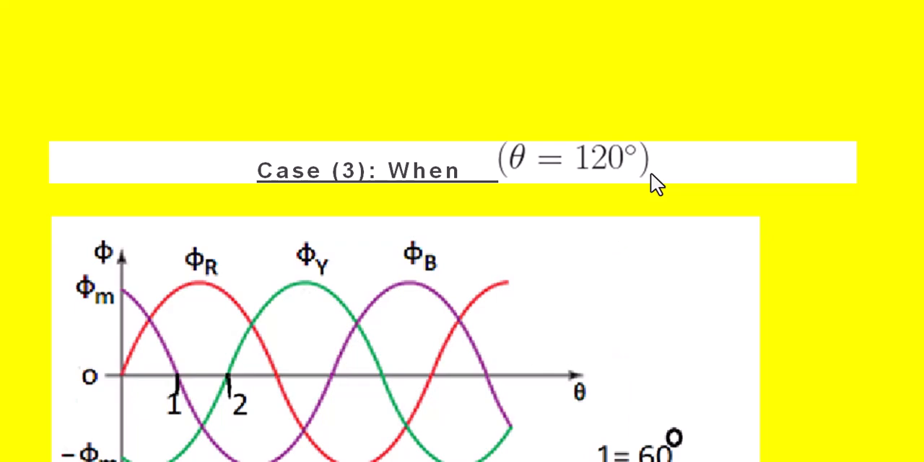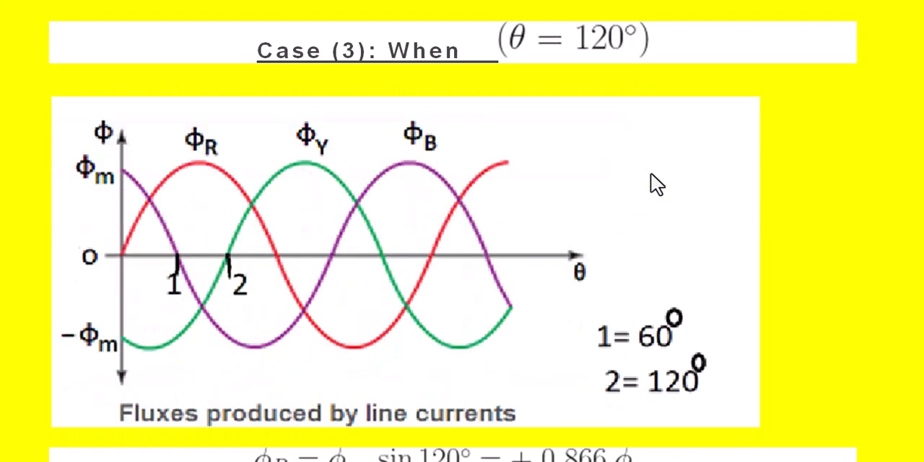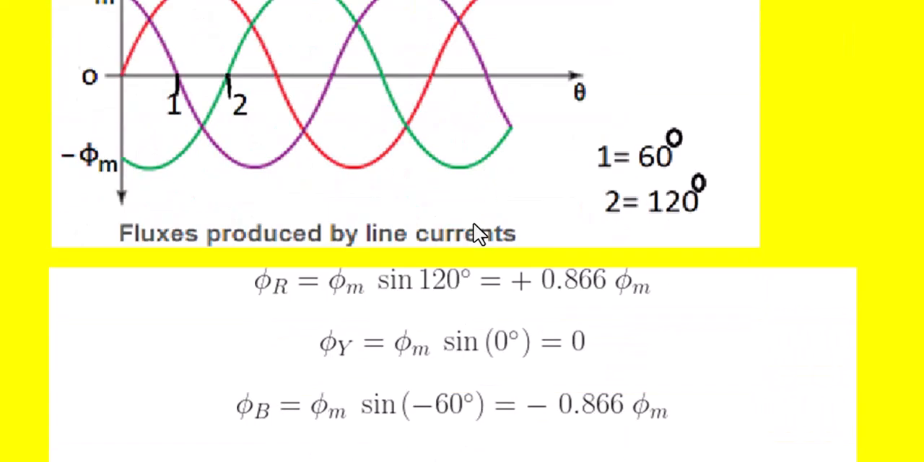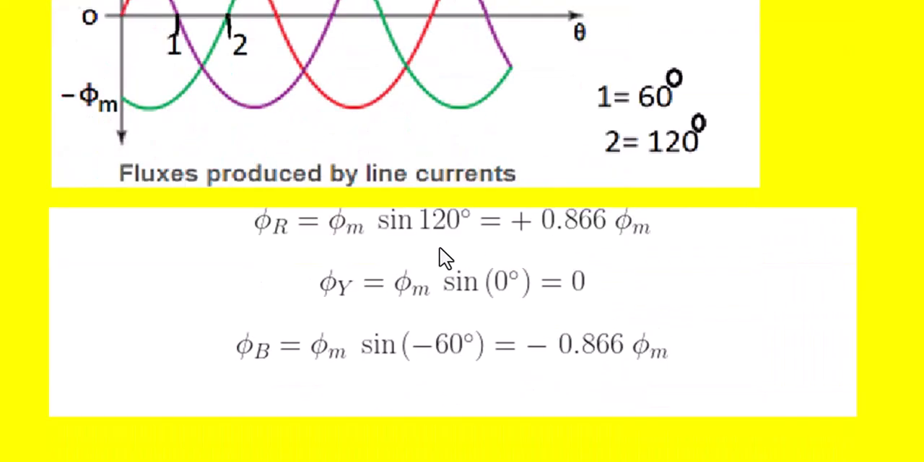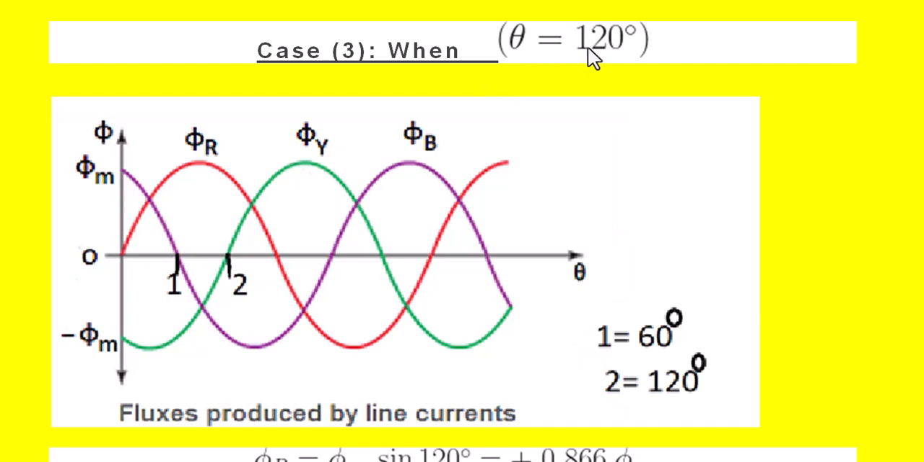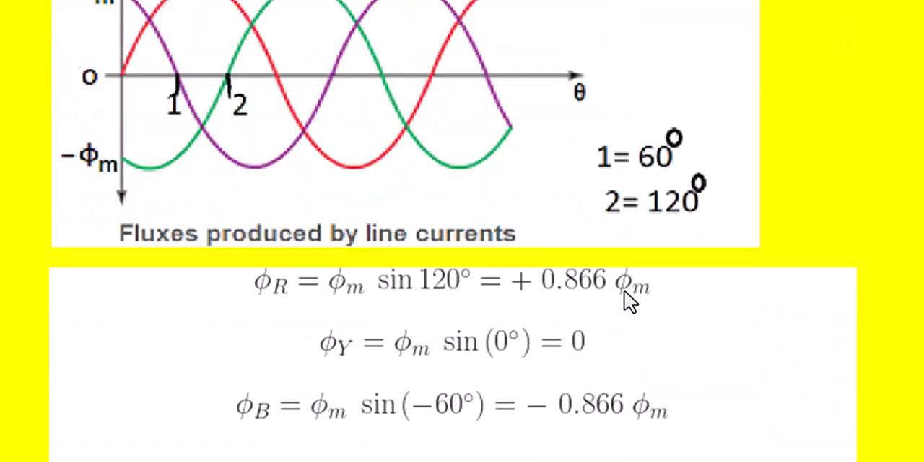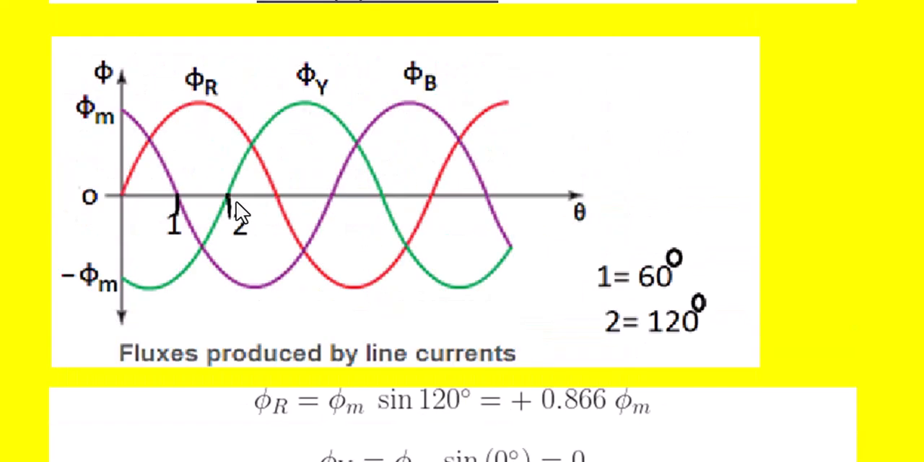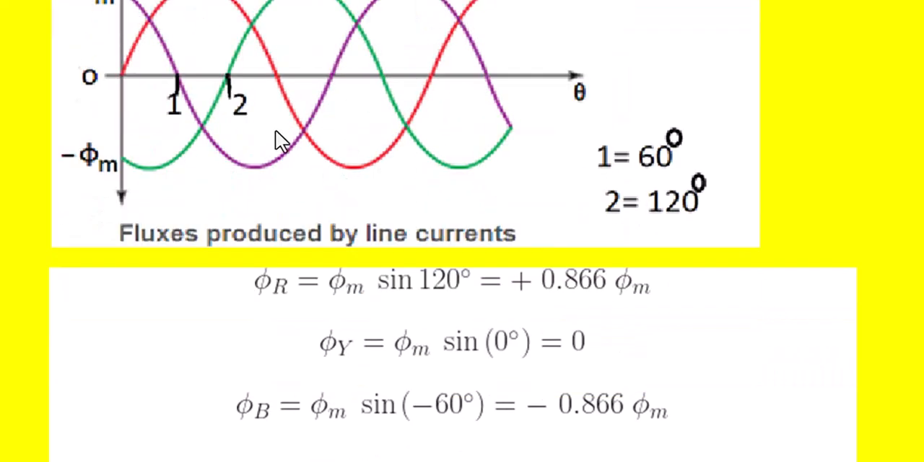Similarly, when theta is equal to 120 degrees, again we use the same equations. Phi r is equal to phi m sine theta, phi y is phi m sine of theta minus 120 degrees, and phi b is phi m sine of theta minus 240 degrees. So using those equations, phi r is equal to phi m sine theta; because theta is assumed at 120 degrees, we get 0.866 phi m. Similarly, phi y is 0, and phi b is phi m sine minus 60 degrees, that is minus 0.866 phi m.